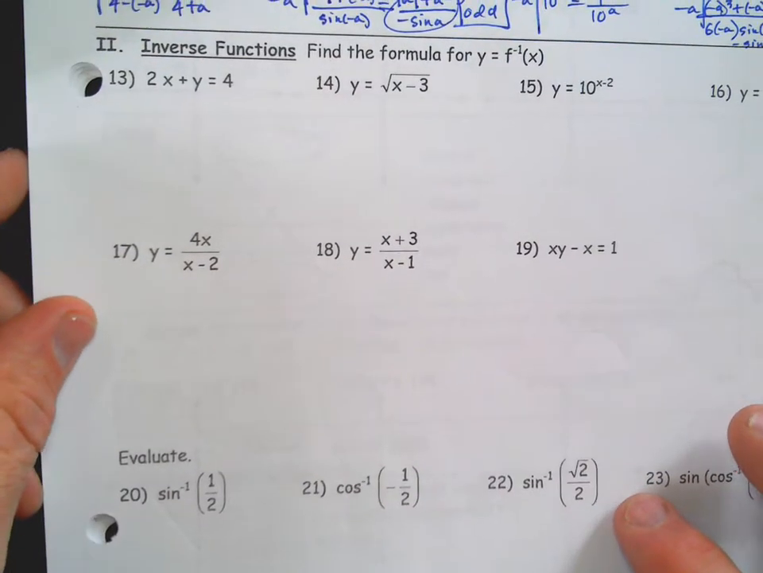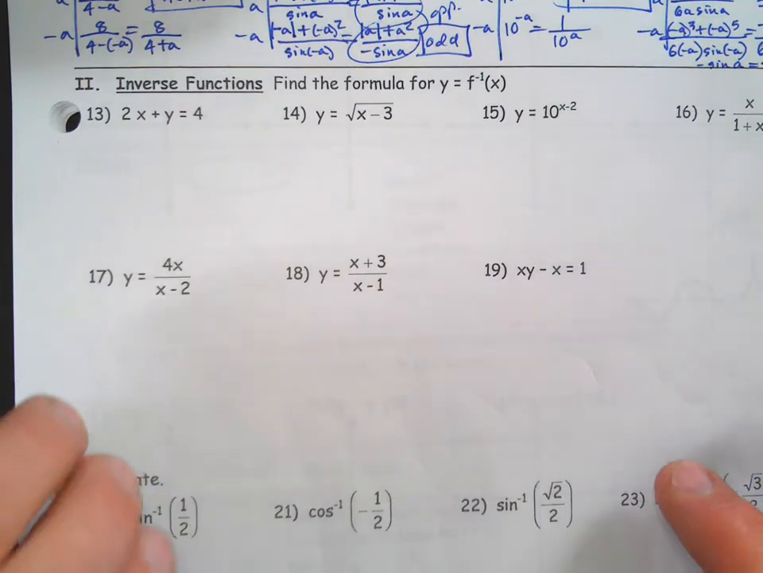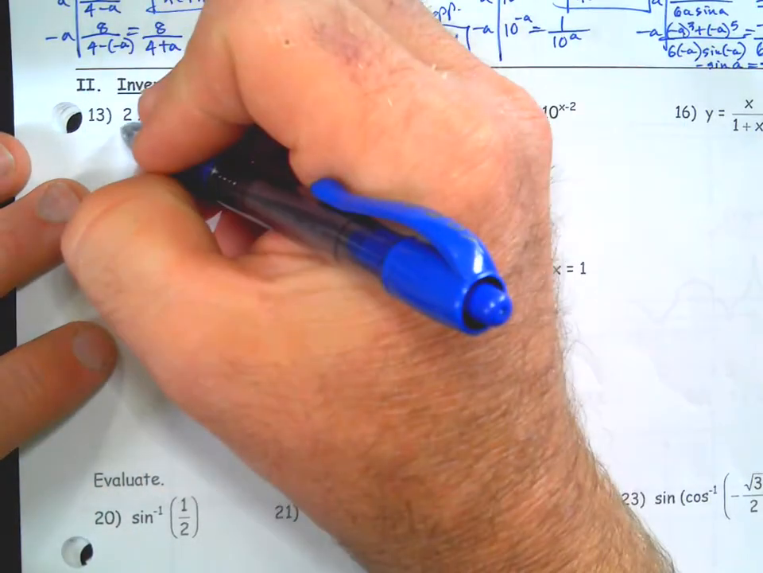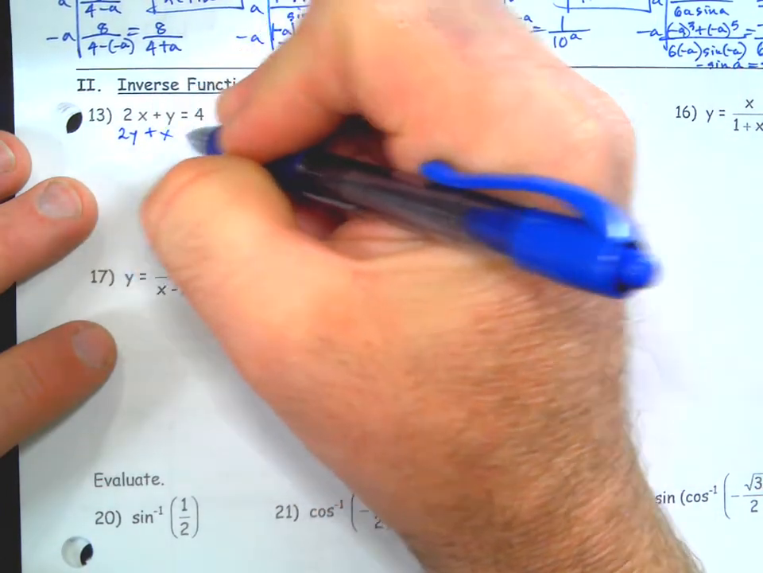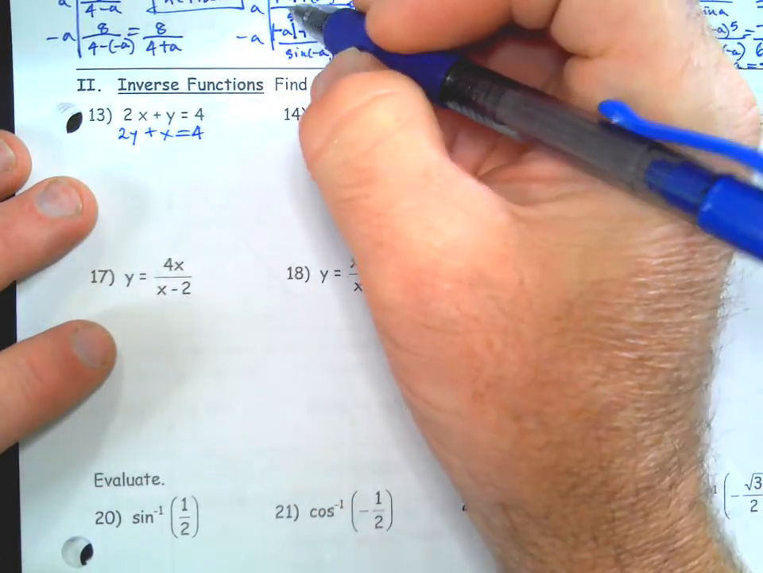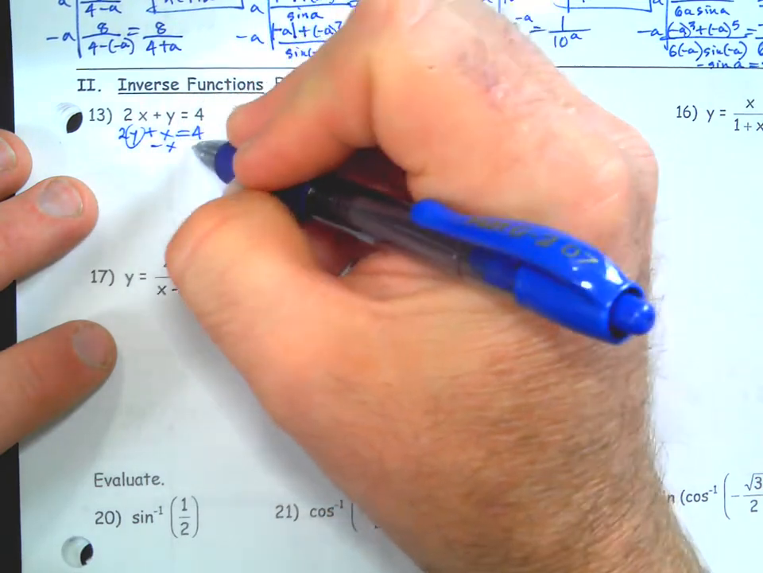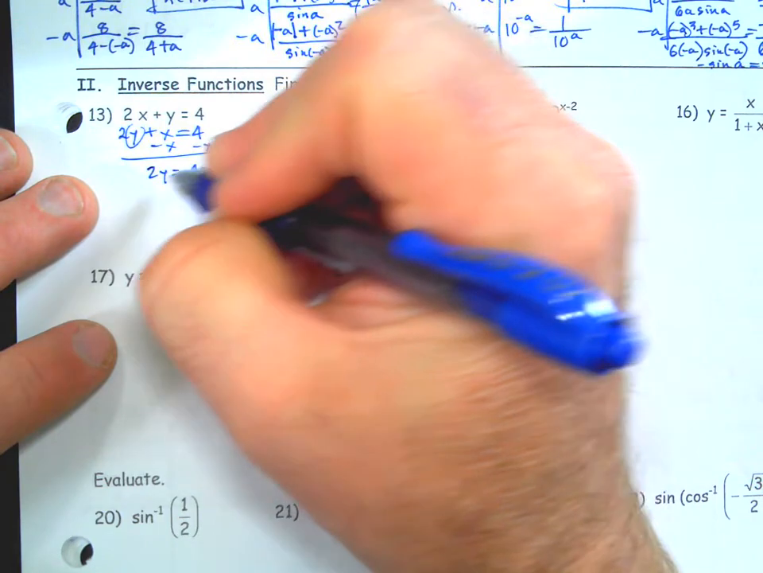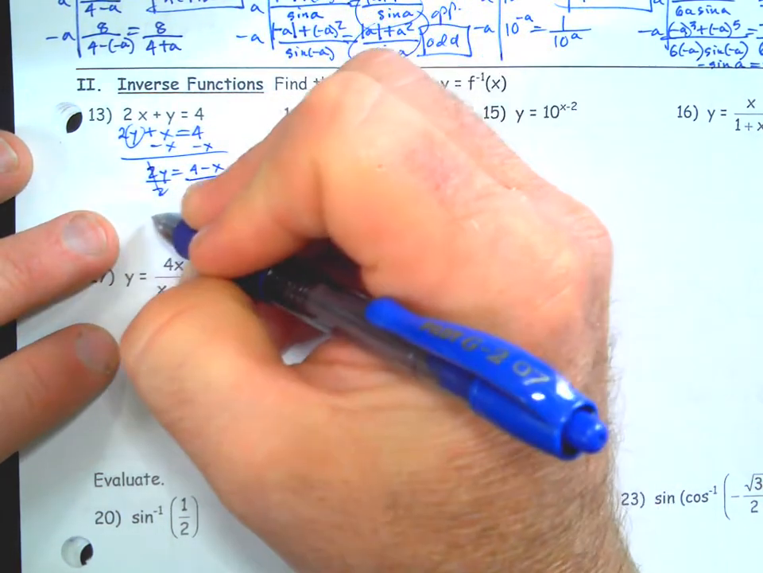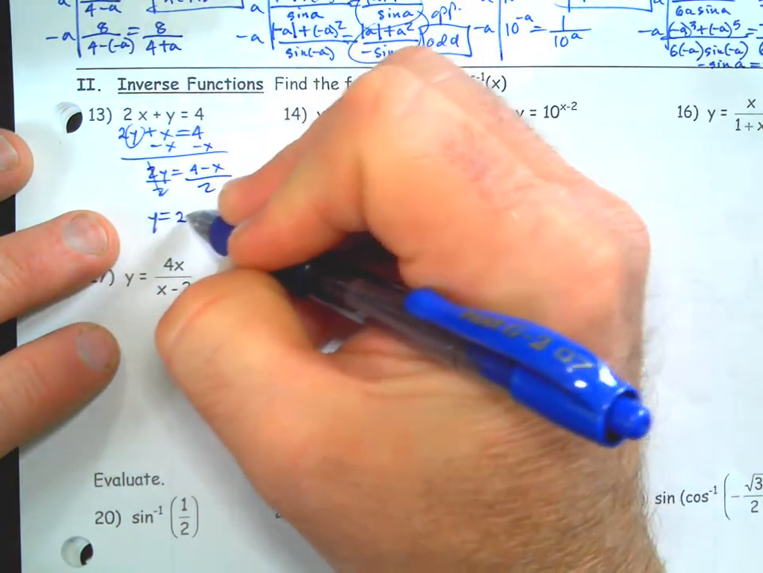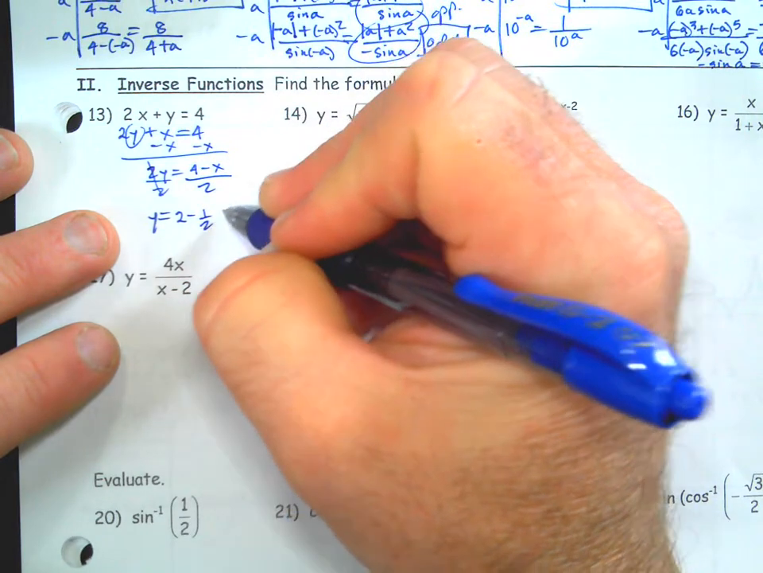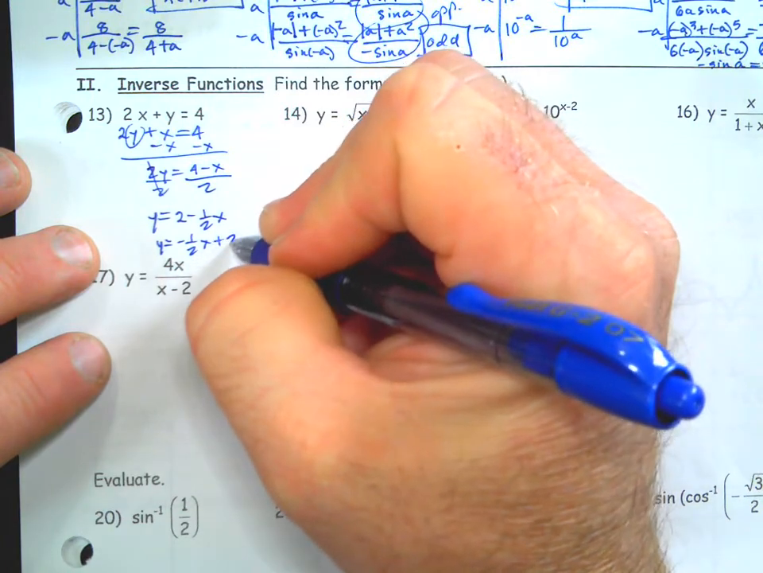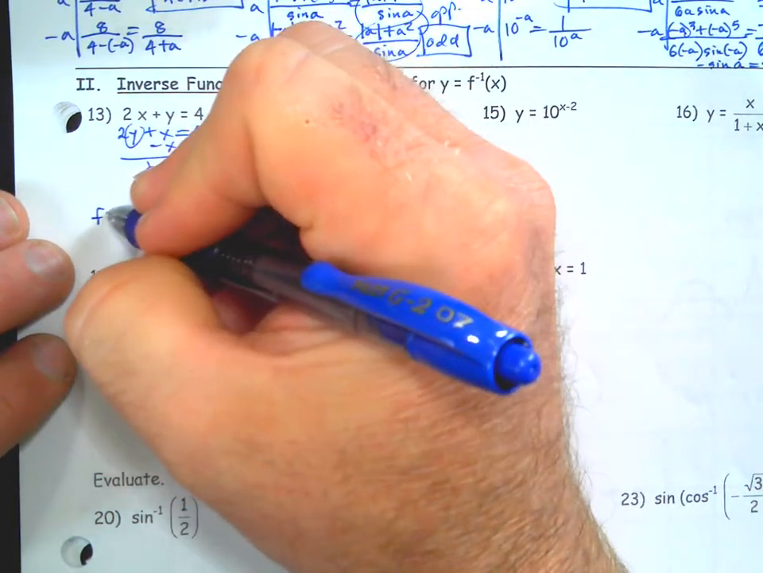Okay, inverse functions. This is algebra skill. Swap the x and y's, solve for the new y. So the first step is to swap the x and the y, and then solve for the new y. So we're going to subtract x. 2y equals 4 minus x. We're going to divide by 2. y equals 2 minus 1 half x, or y equals negative 1 half x plus 2. And that is your inverse function.